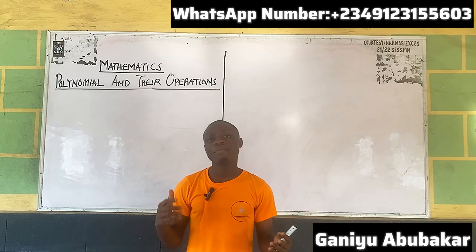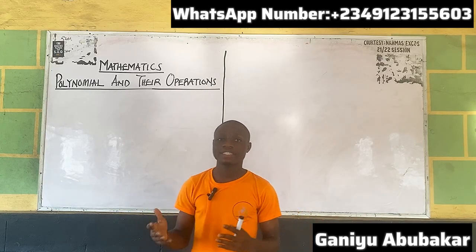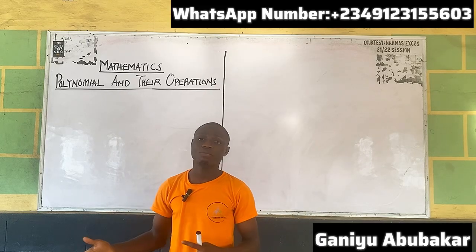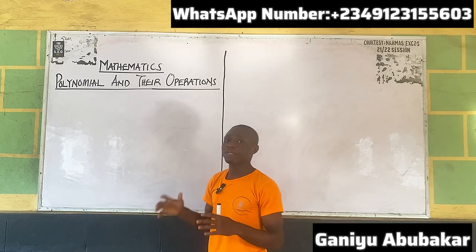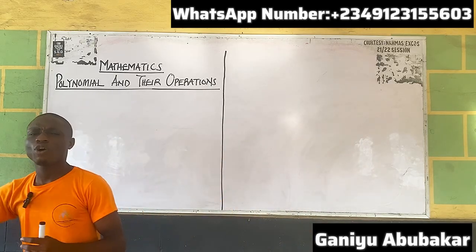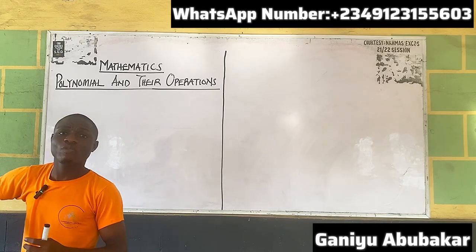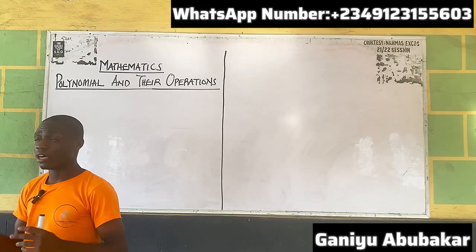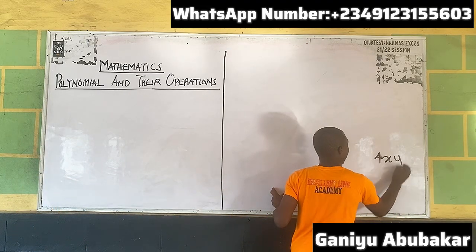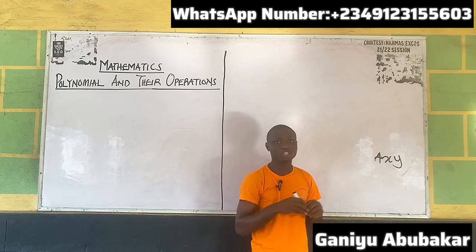What I mean is that you have numbers and letters. When it comes to x, y, z or whatever, those are called variables. A polynomial is simply an algebraic expression. By algebraic expression, we mean it's a combination of numbers and letters, not just numbers. For instance, if I have 4xy, this is a form in which a polynomial comes.